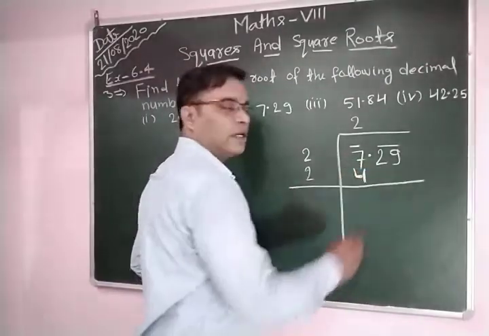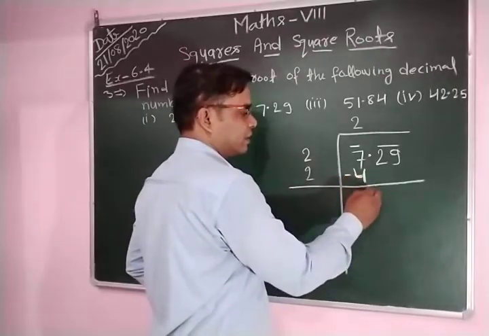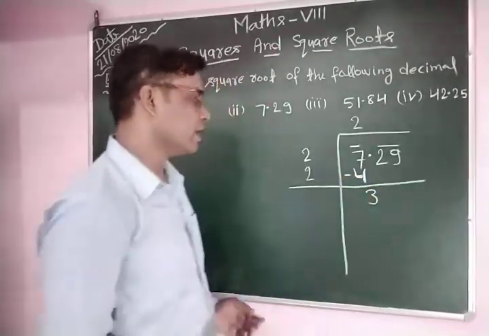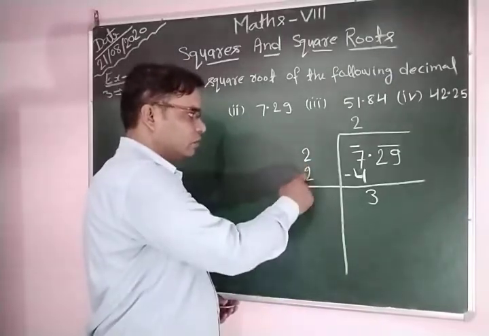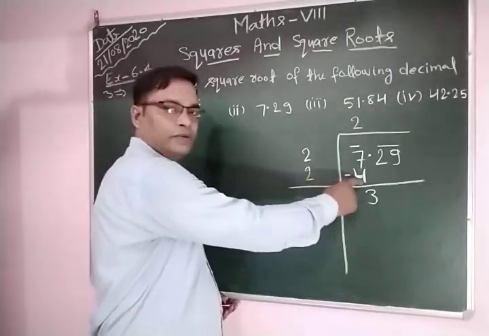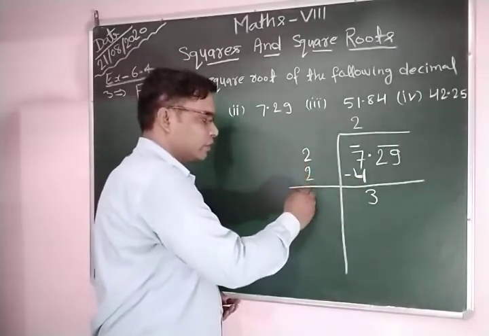If we subtract 4 from 7, then we obtain 3. This is 3. Okay. And again we sum this. First we multiply 2 into 2. We obtain here 4. We write here 4. And after this we plus them. 2 plus 2, this is equal to 4.